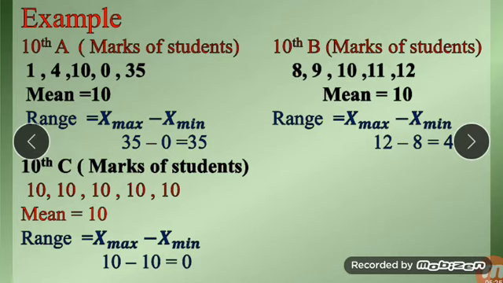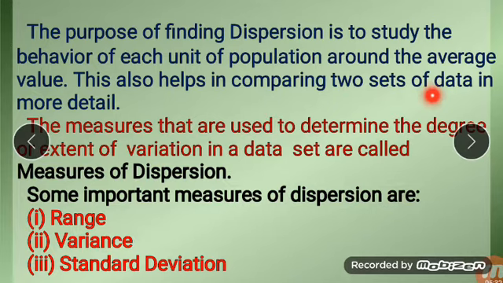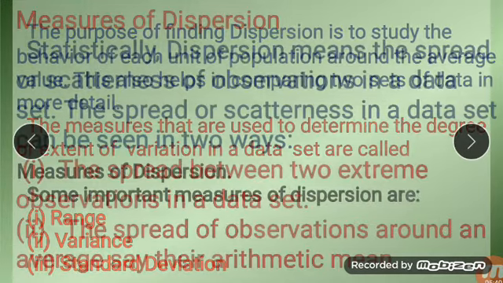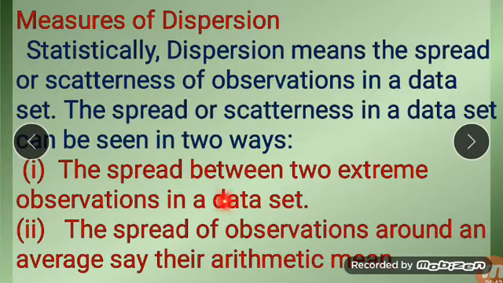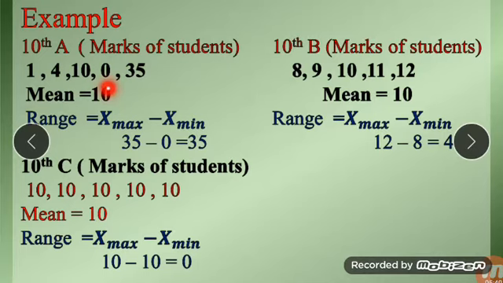So here we cannot have a better comparison by the arithmetic mean. In order to compare the data sets in more detail, we can calculate the measures of dispersion. If we choose the first way of calculating a measure of dispersion, which is the spread between two extreme observations in a data set, here we have the extreme observations 35 and 0.